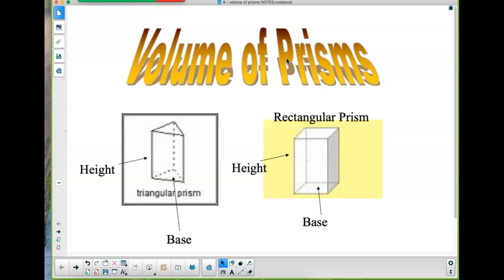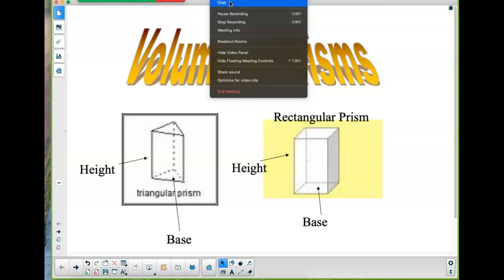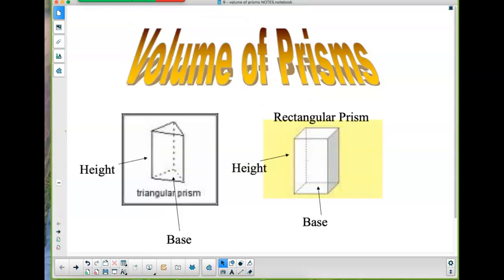Okay, we're going to talk about volume of prisms today. Do you guys know what volume is? You know what that means? Anybody know what volume is? No? No idea?